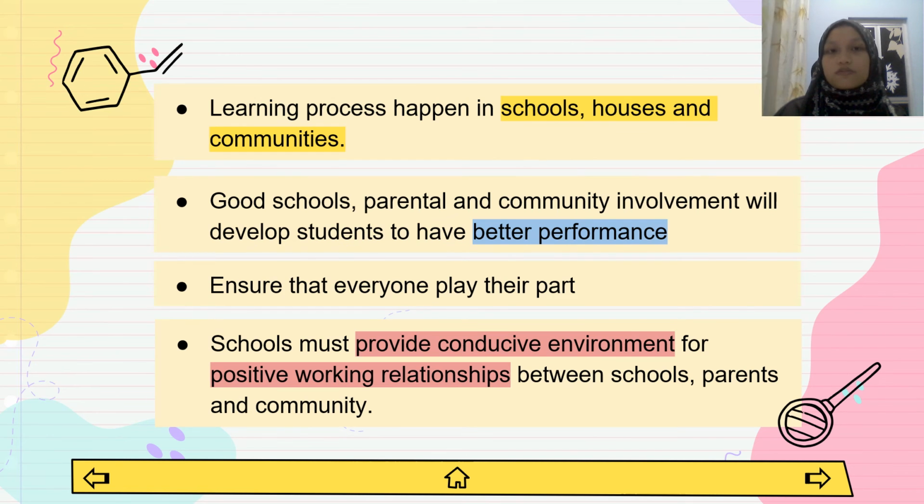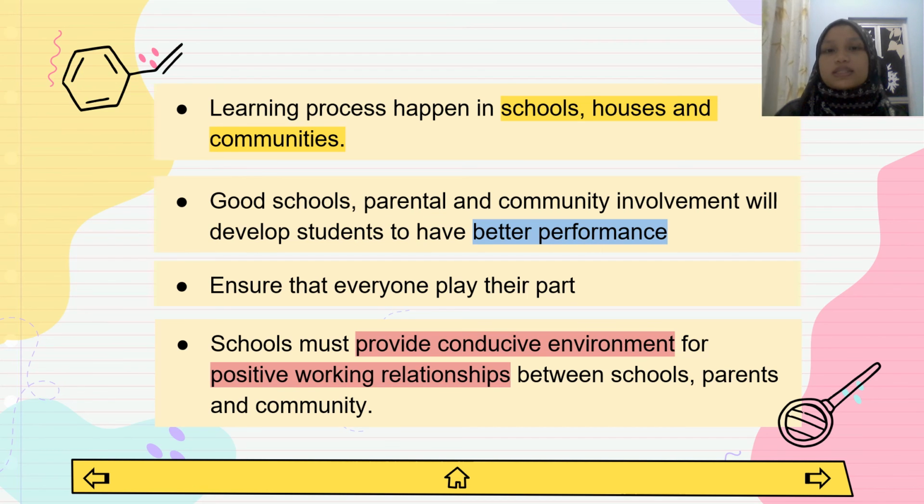So what we can learn from this topic is that the learning process happens in schools, houses, and communities. It doesn't only happen in schools. Therefore, parents and community also must play their role in order to make sure that the students have a good learning process. And the second one is that good school, parental, and community involvement will develop students to have better performance. So parents, community, and schools that are highly involved and care for the students will develop students to have a better performance.